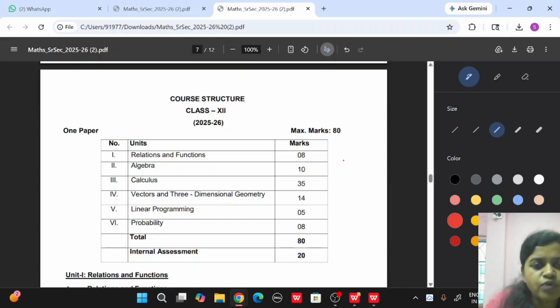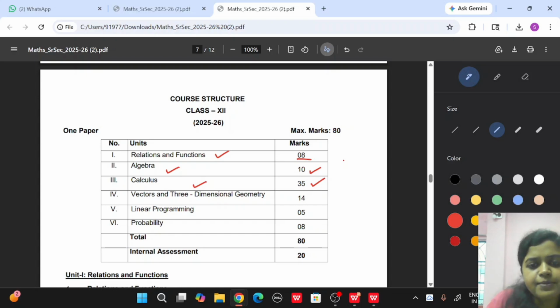So for class 12, the course structure has 6 units, and for each unit the marks are allotted. For the first unit, relations and functions, 8 marks are given. For the second unit, algebra, 10 marks are given. For calculus, the third unit, 35 marks are given.